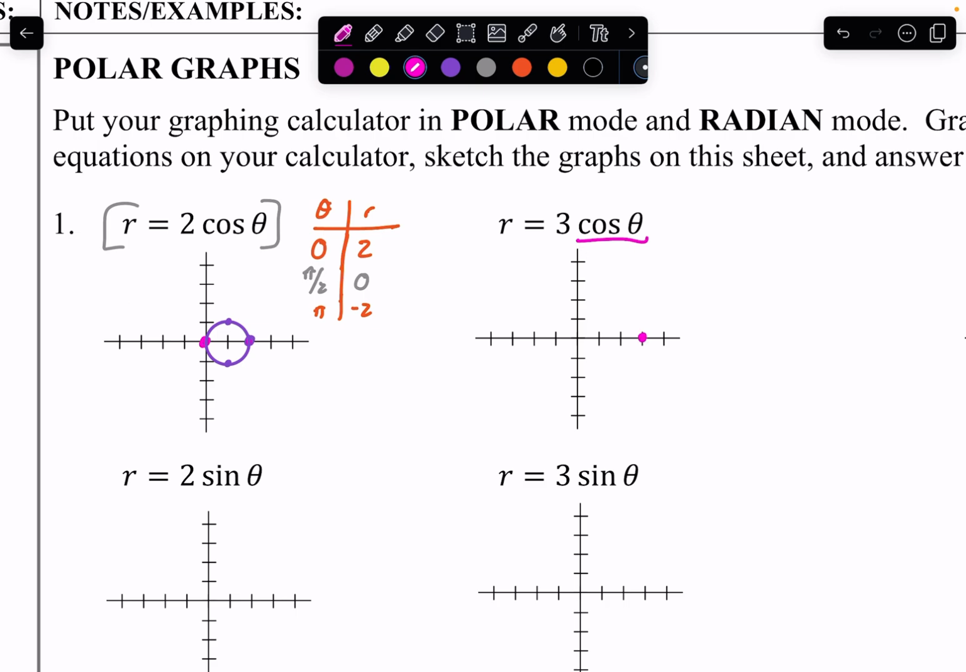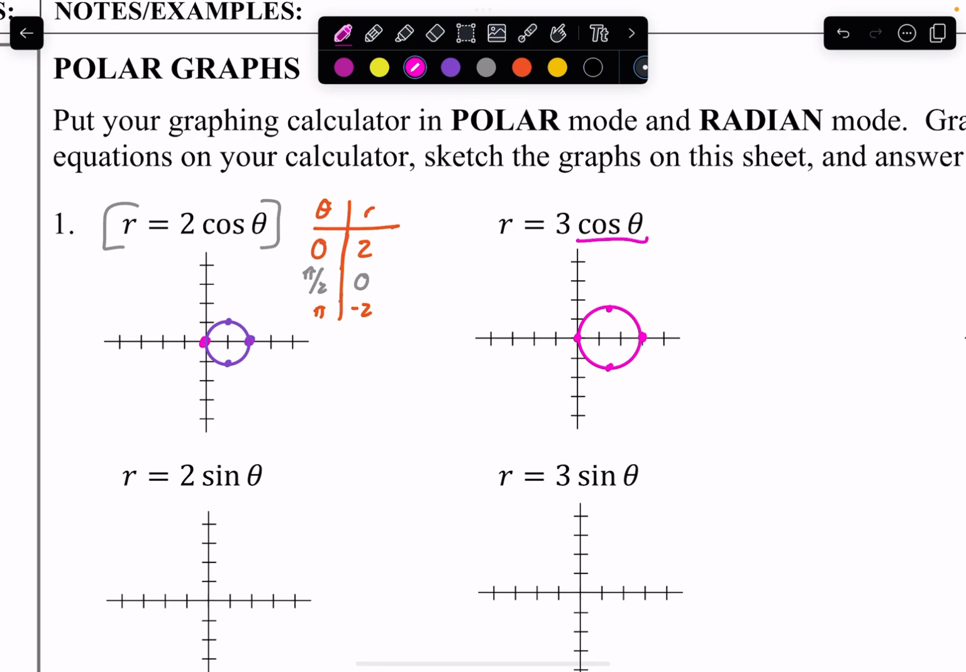And I know that that creates a circle. So again, this radius is basically 1.5 units. So I'm going to kind of go up to about there. I'm going to go down to about here. And there is your circle with a diameter of 3, but a radius of 1.5.